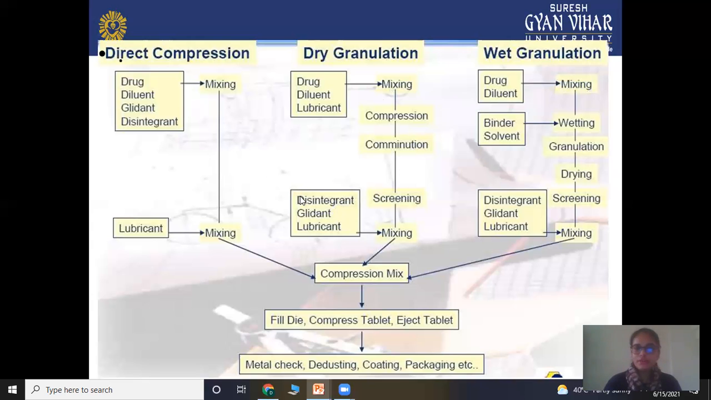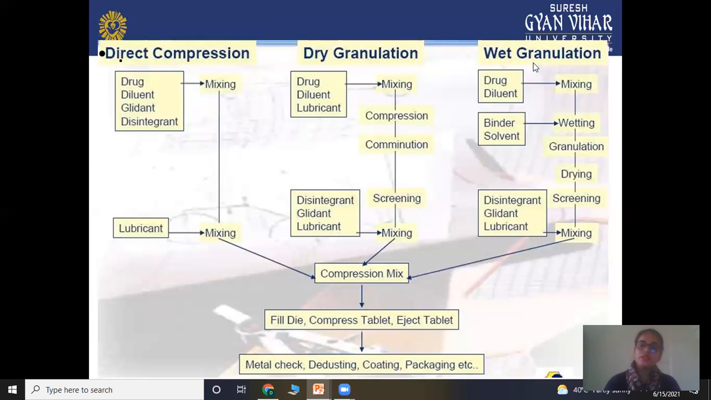So dry granulation is the same procedure, but first you prepare the mass, and this mass is passed through a sieve by a screening process. After this, you add certain excipients like glidant to improve flow property, lubricant, and a disintegrating agent to improve disintegration property. Then compression takes place with the help of die and punches, and the tablet is ejected.